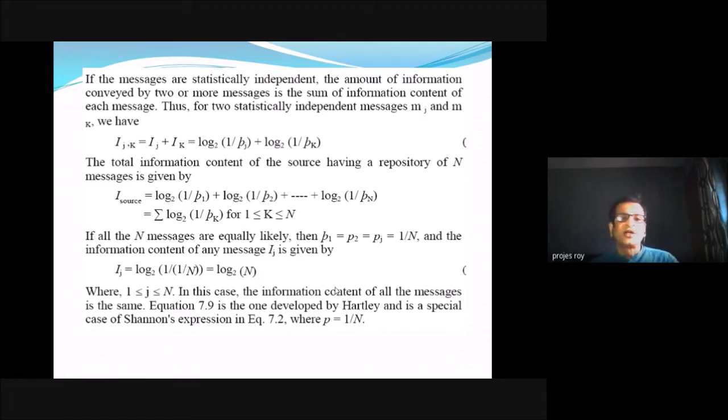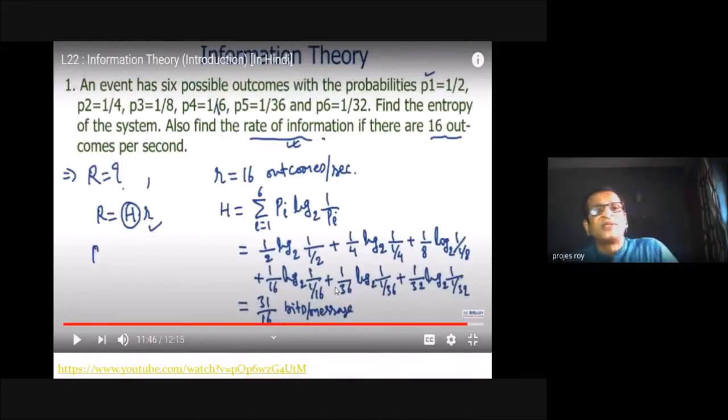If there are N messages, then the information content of message Ij is given by Ij = log2(1/(1/N)) = log2 N, where 1 ≤ j ≤ N. In this case, the information content of all the messages is the same. So the equation developed by Hartley is the special case of the Shannon expression in equation 7, with p = 1/N. Here is the best example he has created.